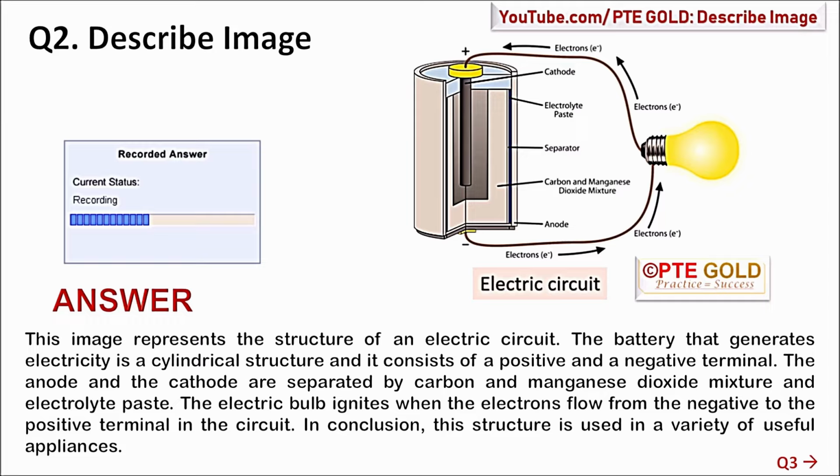The electric bulb ignites when the electrons flow from the negative to the positive terminal in the circuit. In conclusion, this structure is used in a variety of useful appliances.